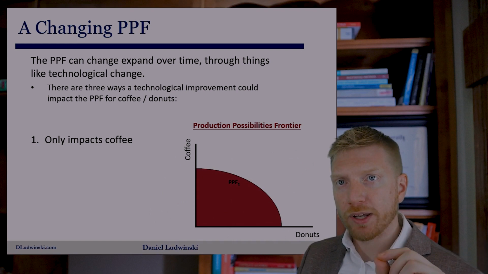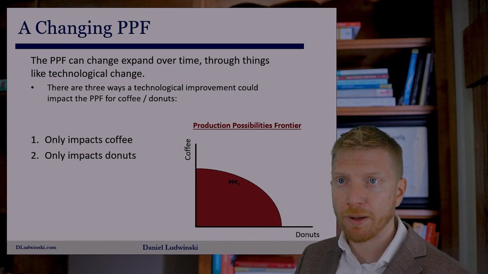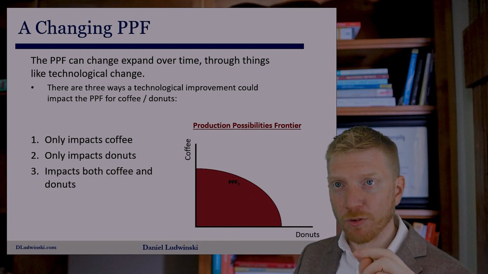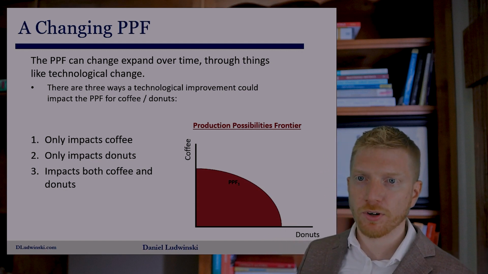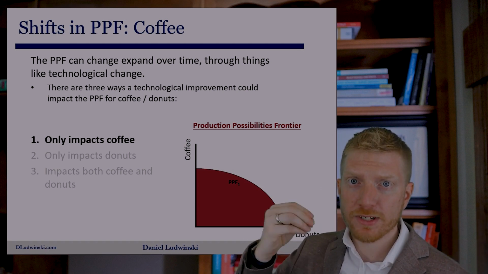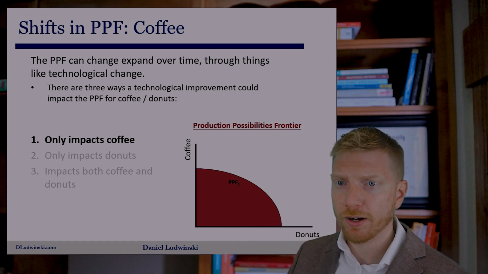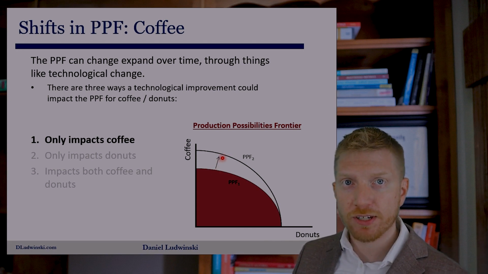Right? So we can have an improvement that only impacts coffee, an improvement that only impacts donuts, and an improvement that impacts both coffee and donuts. I want to illustrate how these look on our production possibilities frontier. So here is the version where you have a technological improvement and it makes it easier to make coffee. What this does is shift our PPF out and up.